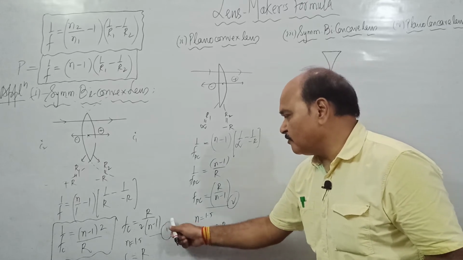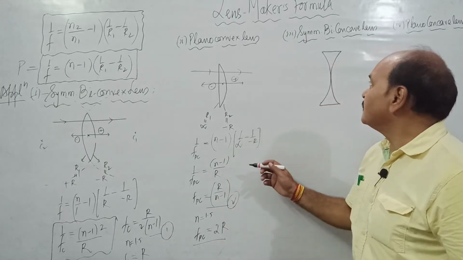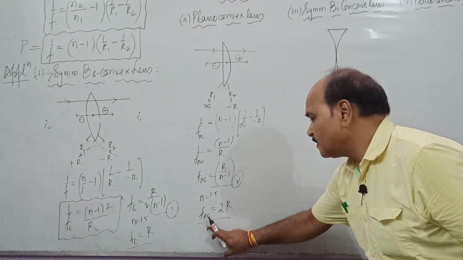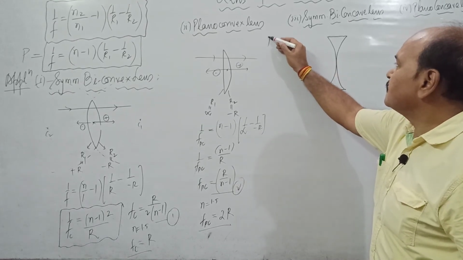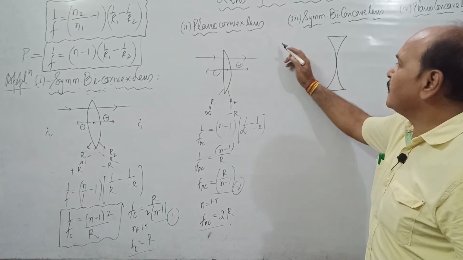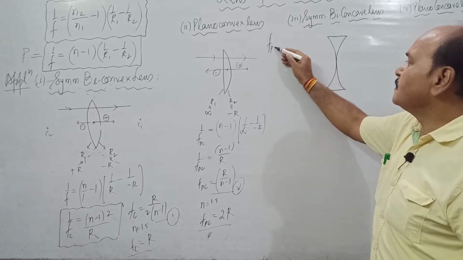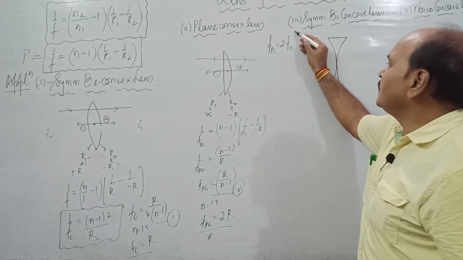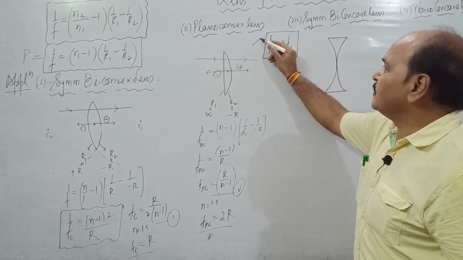So from 1 and 2, what is obvious is a very, very important result. And that result is what? Focal length of plano-convex lens, I am writing here: focal length of plano-convex lens is twice the focal length of its corresponding biconvex lens. This is a very, very important result.